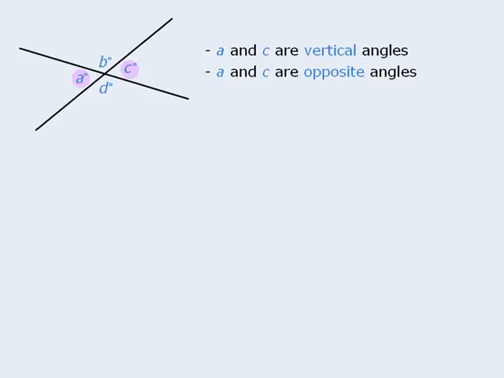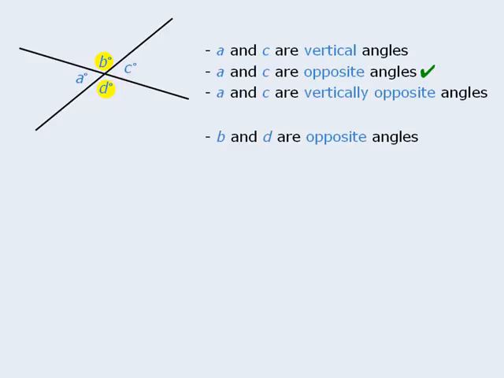Okay, now that we have covered several key terms in geometry, let's examine an important property of intersecting lines. Notice that the intersection of two lines creates four angles. These two angles on opposite sides of the intersection go by several different names. These names include vertical angles, opposite angles, and vertically opposite angles. For this module, I will use the term opposite angles. Also note that in this example, angles B and D are opposite angles as well.